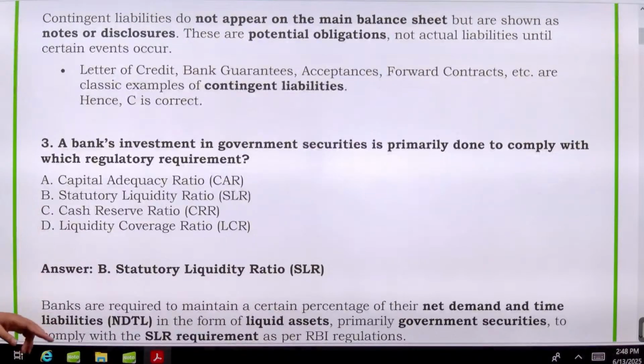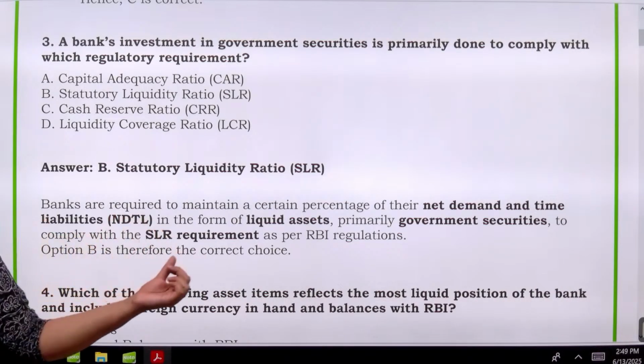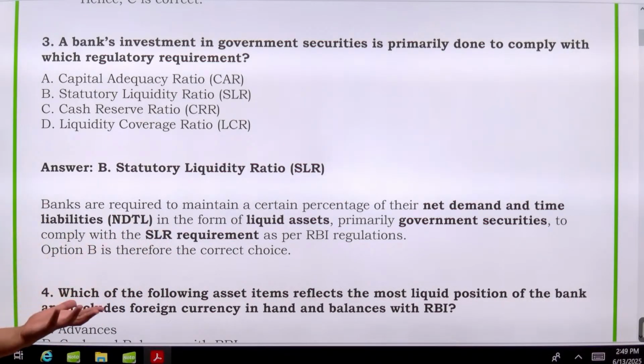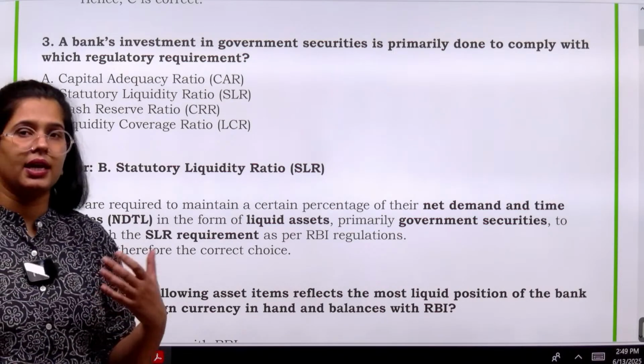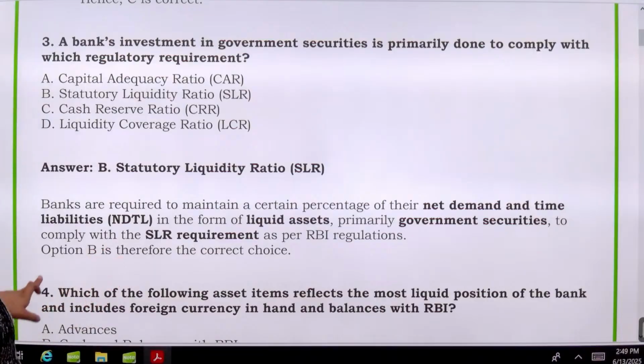Next, we have: a bank's investment in government securities is primarily done to comply with which of the regulatory requirements? Obviously statutory liquidity ratio. That is why the banks invest in government securities. Banks are required to maintain a certain percentage of their NDTL, that is net demand and time liabilities, for example the deposits, in the form of liquid assets, because any time the customer can come asking for their deposits. So, that is the question.